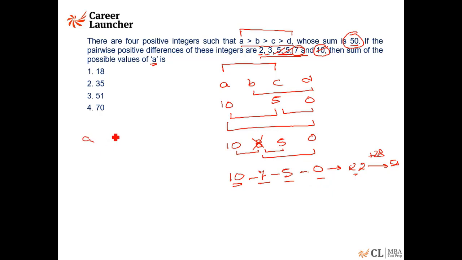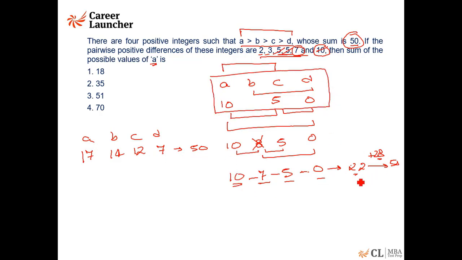So what are the values of a, b, c, d going to be? 28 by 4 is 7. So 10 plus 7, 17. 7 plus 7, 14. 5 plus 7, 12. And 0 plus 7. You can check that the sum of this will be 50. So all I have done is I started with this combination of 10 and 0, created a combination, and then I extended the sum from 22 to 50 by adding the same positive integer to each of the 4 numbers. Okay, so one case we have looked at.